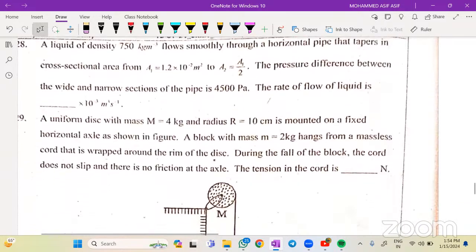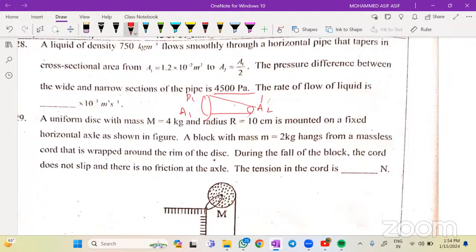Next one. A liquid of density 750 kg per meter cube flows smoothly through a horizontal pipe. It tapers in cross-sectional area, A1 and A2 are given. The pressure difference between the wide pipe and narrow pipe is given as 4500 pascal. The rate of flow of the liquid will be equal to how much? Use Bernoulli's theorem for that. So if it is something like this, here the area is A1 and here the area is A2, and here the pressure is P1 and here the pressure is P2, and here the velocity is V and here the velocity is 2V. Okay?